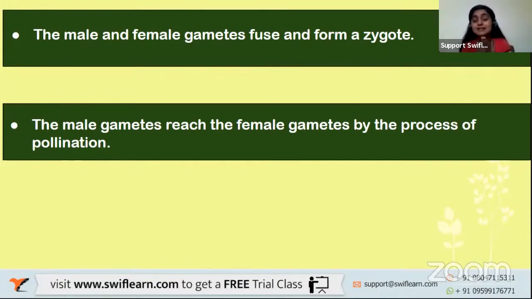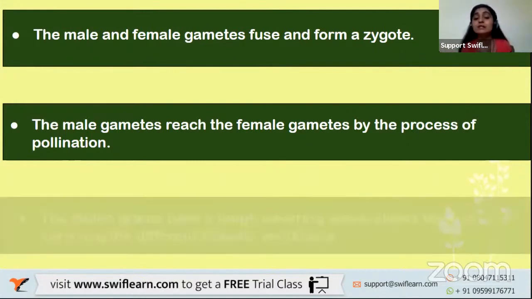Now, how exactly is this happening? The process is known as pollination. The transfer of male gametes to the female gametes is done by the process of pollination. I hope this new term is clear: pollination, where the male part reaches the female part, is known as the process of pollination.